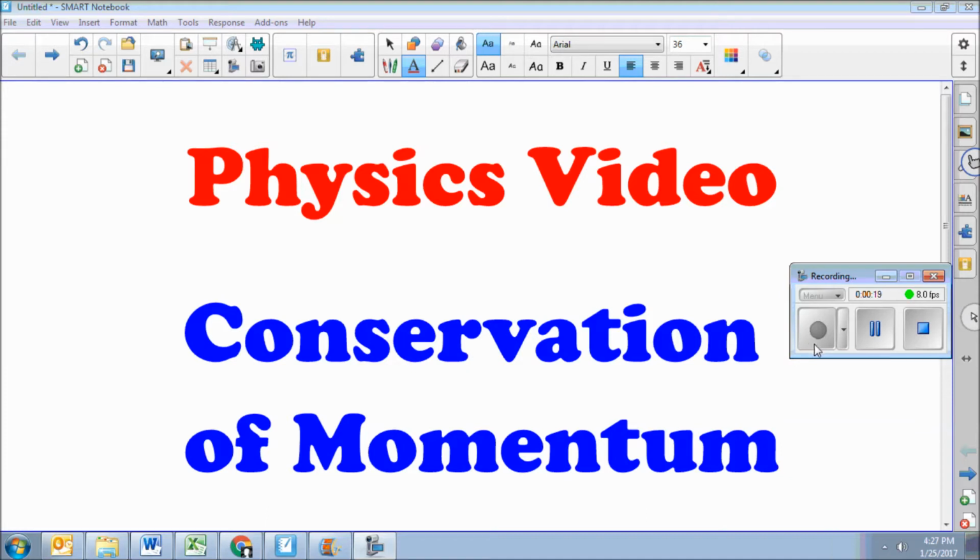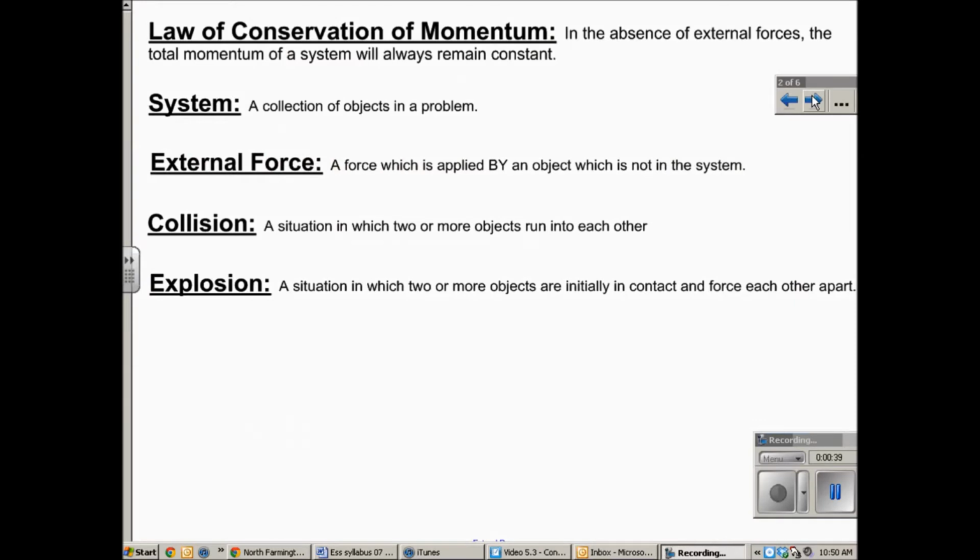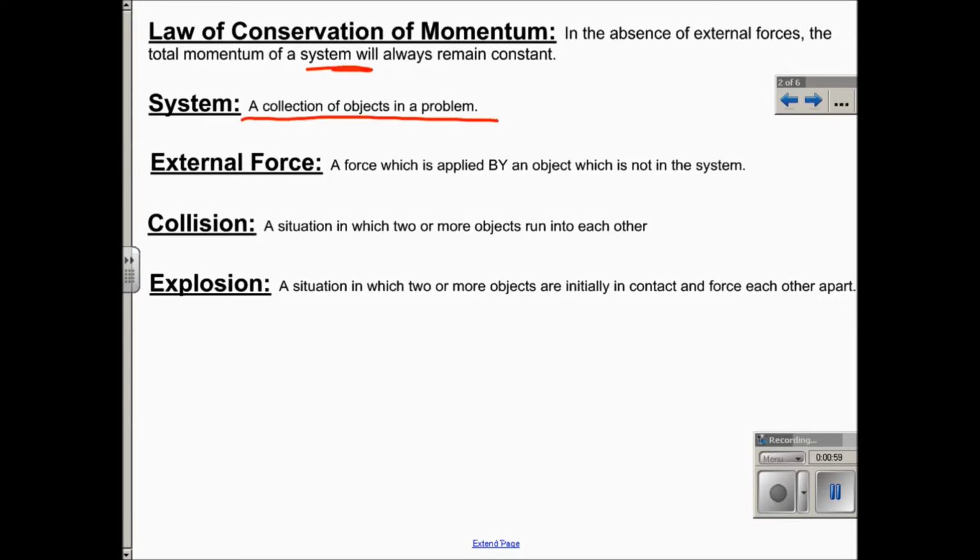So here we go. The law of conservation of momentum, up here at the top of the screen, tells us that in the absence of external forces, the total momentum of a system always remains constant. For that to make sense, I have to define a couple of other things. First of all, system. What do we mean when we say system? The system in this case is just a collection of objects.